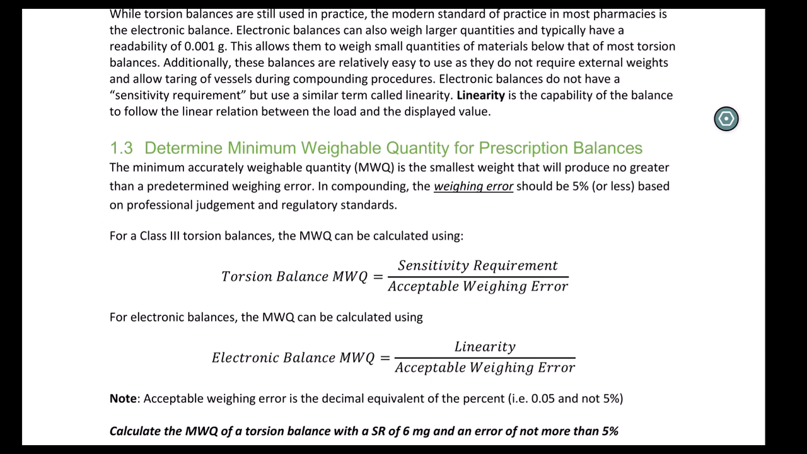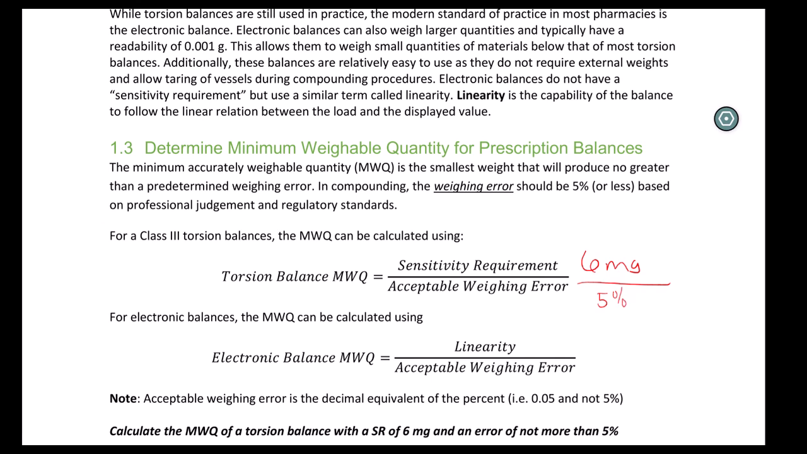How we determine the minimum weighable quantity is this equation right here for the torsion balance, and there's one for the electronic balance here. All it becomes is two numbers you need. For the torsion balance, you need the sensitivity requirement, which we know for a pharmacy balance must be at least 6 milligrams. And the acceptable weighing error, we know in pharmacy compounding for weighing stuff, we can't have more than a 5% error in weighing.